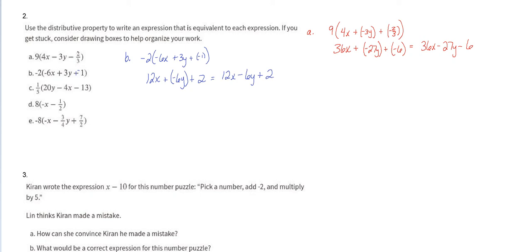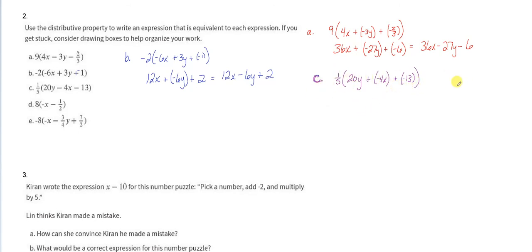Alright guys, Mr. Catlin back, and we're looking to finish up number 2. We've got 3 more problems to distribute, so I'm going to pick a different color here and work part C out over here in purple. So C has 1/5 multiplied by the group 20y, add the opposite, negative 4x, add the opposite, negative 13. So that's the way that I'm visualizing.